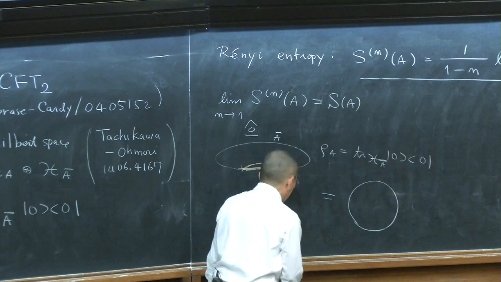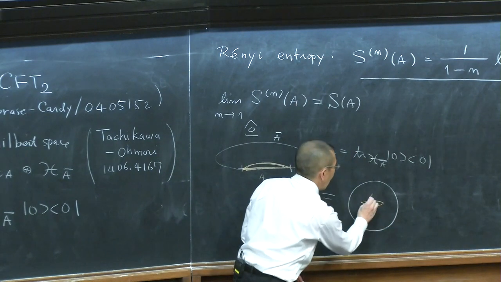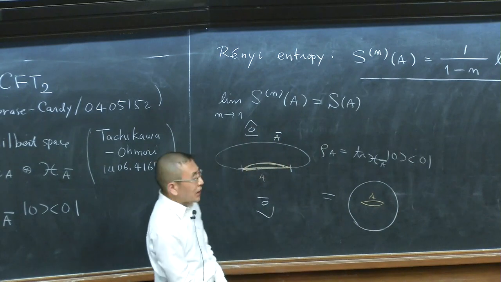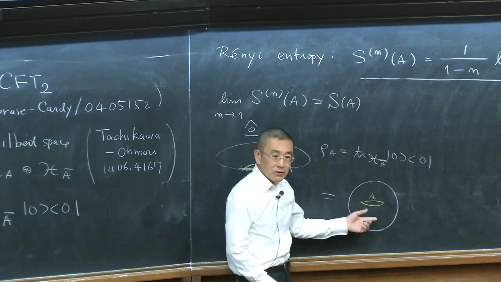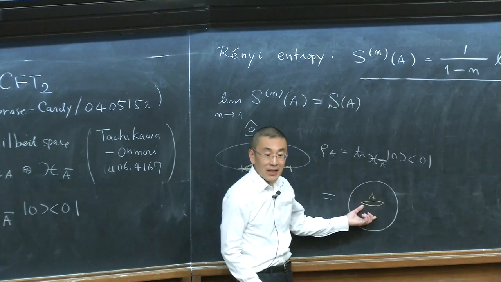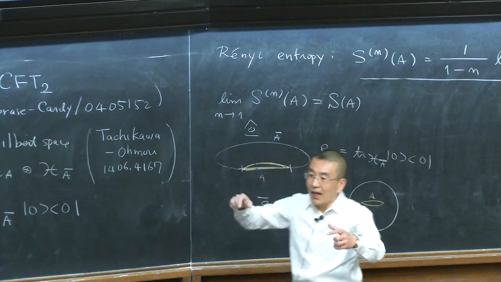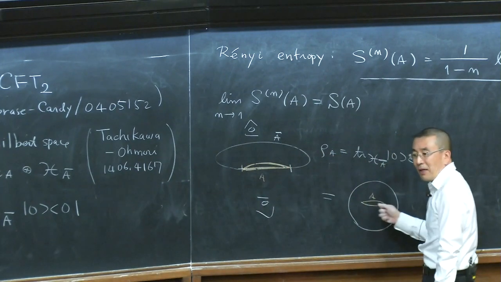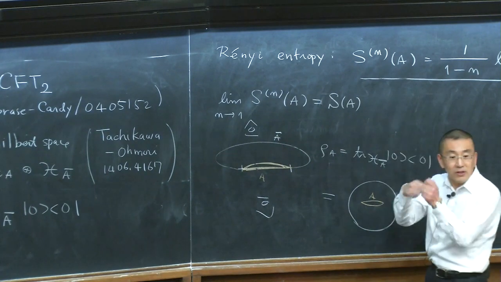So if you have a vacuum state here and here, this can be evaluated with a sphere partition function on the sphere with cut over A. And if I take n product of this thing, what you are doing is taking product of this n times. So that means that you are taking n spheres and then adding n slices over A and then gluing them together.